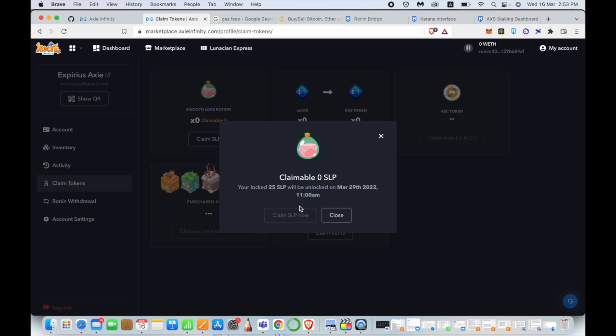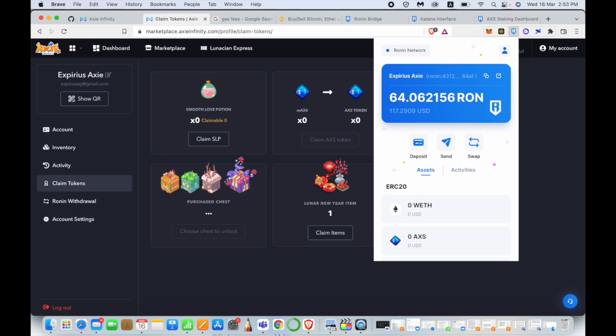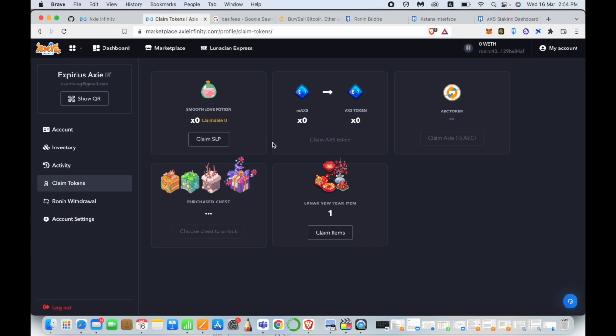So for me, I actually claimed my token yesterday. That's why I don't have much SLP, and it's locked until the 29th of March. Just note that each time you claim, you are actually making transactions on the Ronin chain. This means that you will need some Ronin tokens first. But of course, as I mentioned before, each Ronin transaction is very cheap. It costs less than a cent.